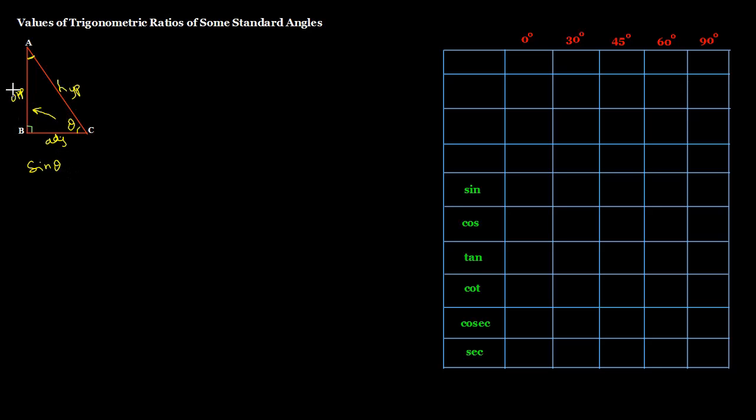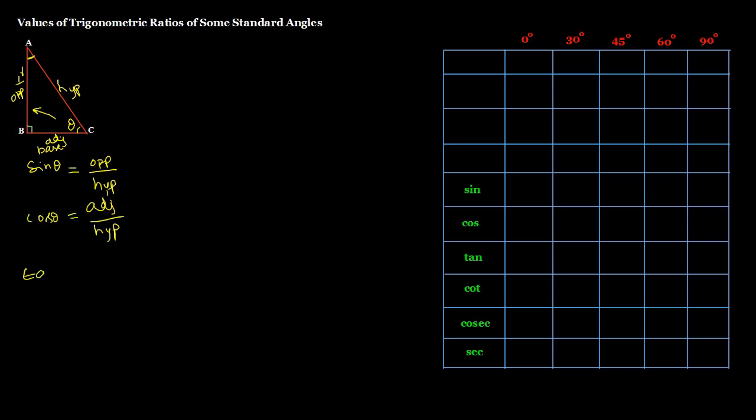In some textbooks or some other terminology, instead of opposite, you will use perpendicular, and instead of adjacent you will use base, with perpendicular, base, hypotenuse. But for the sake of this video, I'm going to use opposite, adjacent and hypotenuse. So for sine theta, it is opposite by hypotenuse. For cos theta, it's going to be adjacent by hypotenuse.